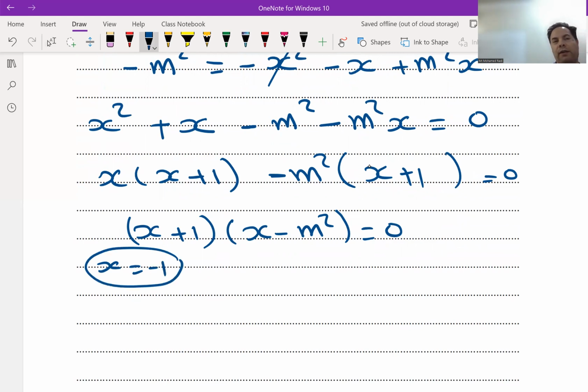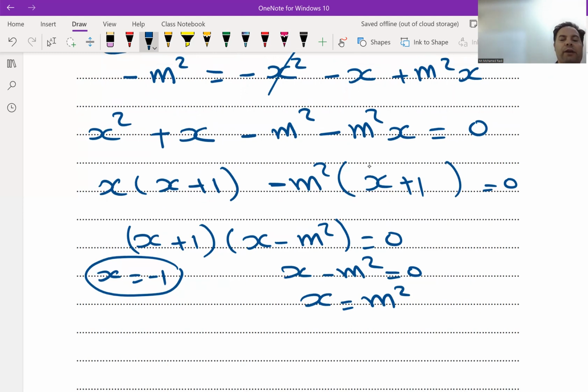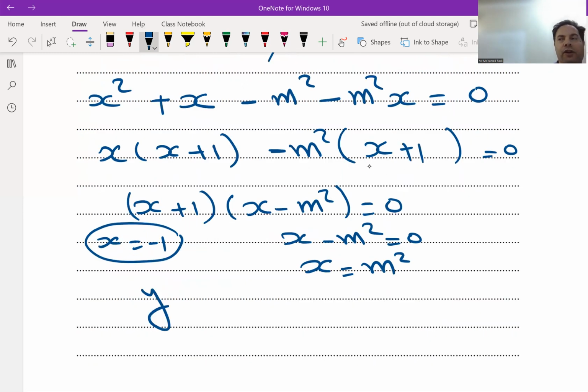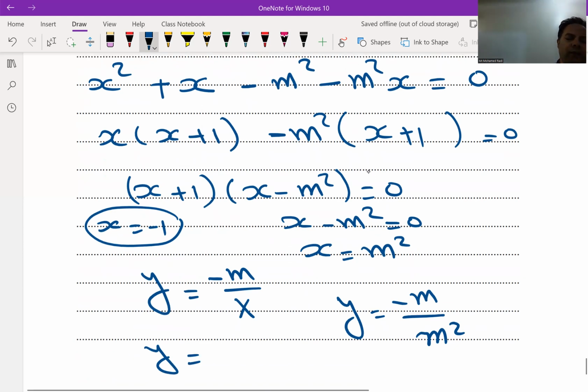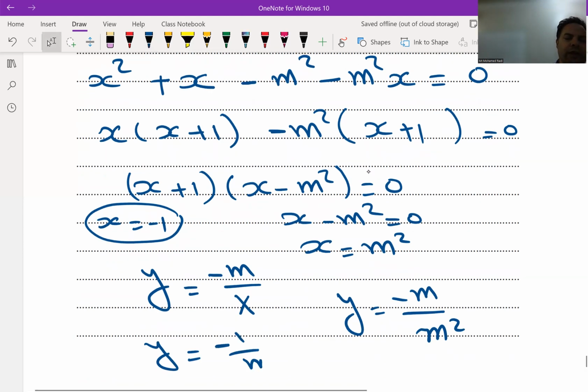This is the root, this is the point P. And x minus m squared is equal to 0, so x is equal to m squared. This is the x coordinate of the intersection point. And how to get y? Back to the original equation of the curve, which is y equals minus m over x. So y is minus m over m squared, so y is equal to -1 over m.